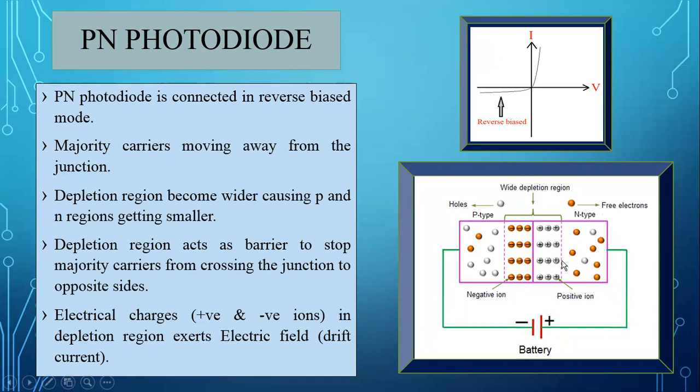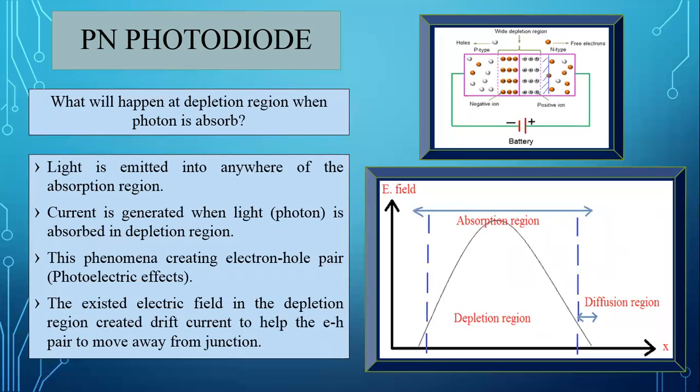Meanwhile, the electrical charge, which is the positive and negative ions in the depletion region, will exert an electric field and start to produce drift current. So now let's see what happens when a photon is absorbed. First, light is emitted into anywhere of the absorption region. As you can see here, the absorption region consists of the depletion region and also the diffusion region. So current will be generated when a photon is absorbed in the depletion region.